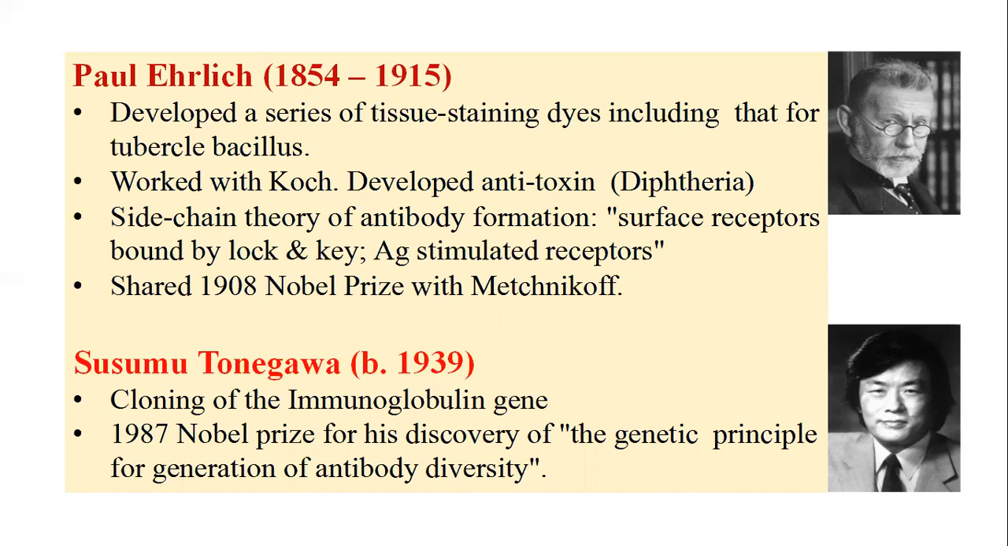One more renowned scientist in this field is Susumu Tonegawa, and his pioneering work is the cloning of the immunoglobulin gene. In 1987, he got the Nobel Prize for this discovery of the genetic principles of generation of antibody diversity.